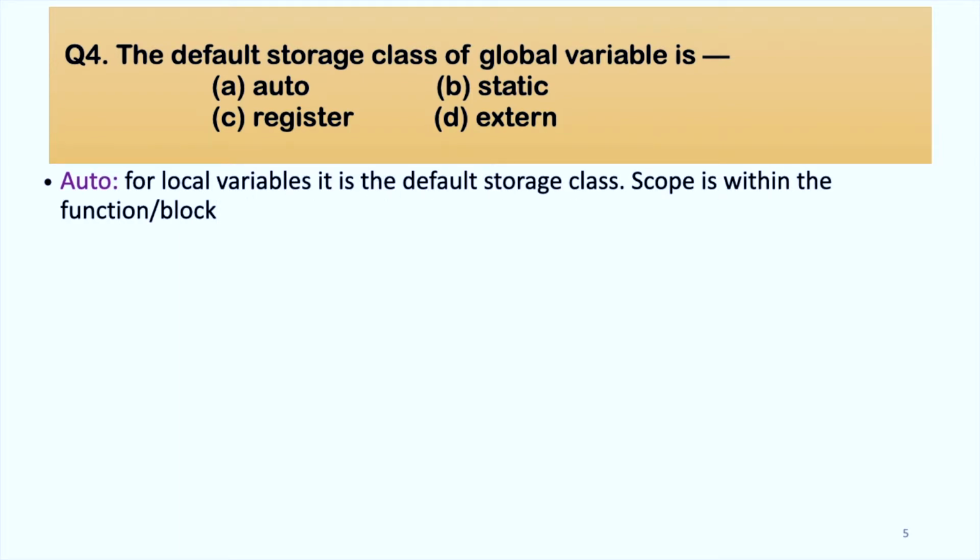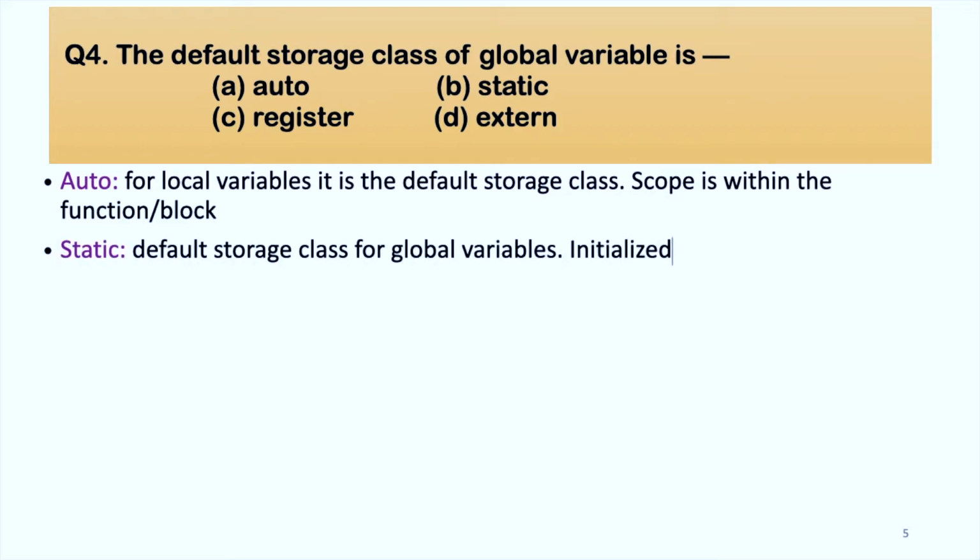Auto is normally for local variables, and it's the default storage class for local variables. Scope is within the function or within the block, that is, within the curly braces. So it has limited scope. And for auto, we don't actually need to write the auto keyword. We normally write int x = 5, so it is by default auto, if it is written inside a block or inside a function.